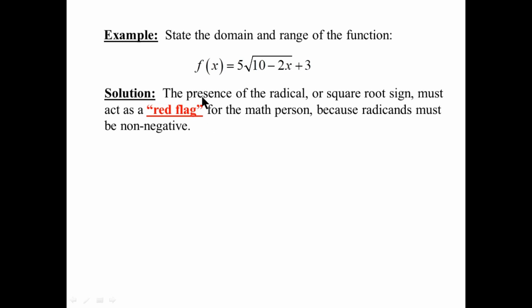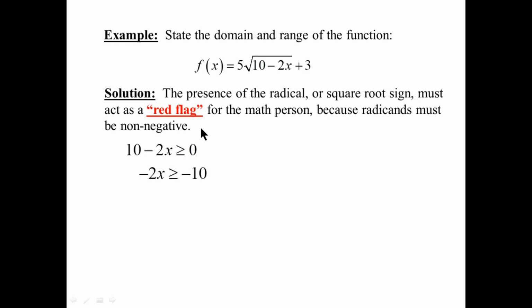So our approach is to set the radicand, the contents of the radical, the 10 minus 2x, greater than or equal to 0. Now this is a greater than or equal to sign. Then we have to treat it like an equation, drag the 10 across.